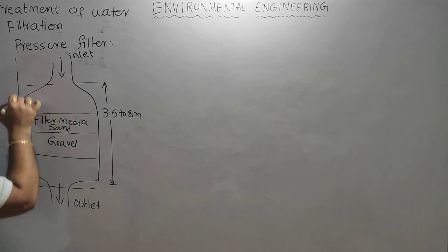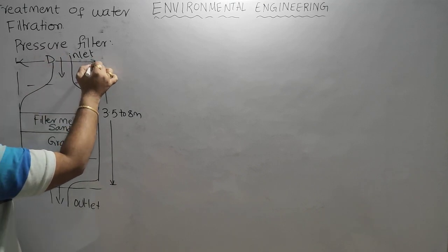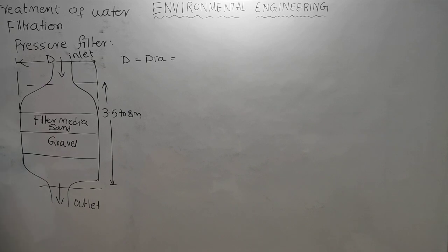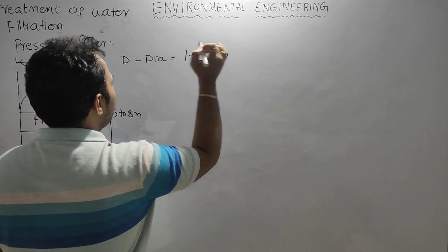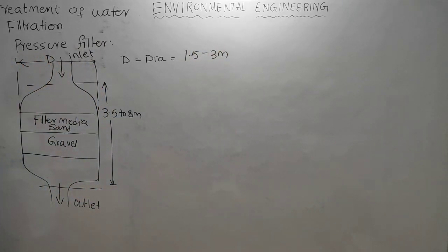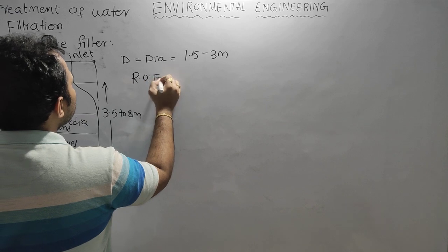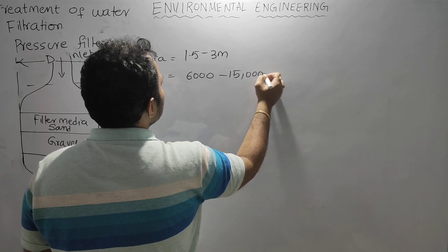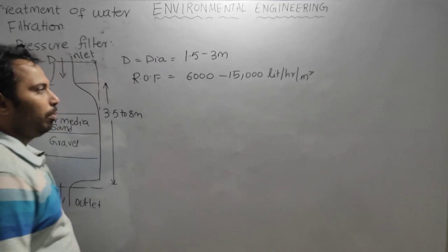And the diameter, so this is the diameter. D, the diameter, varies from 1.5 to 3 meter. So these values are not needed for the examination, only for the sake of knowledge I am telling. The rate of filtration is very high, 6,000 to 15,000 liter per hour per meter square.